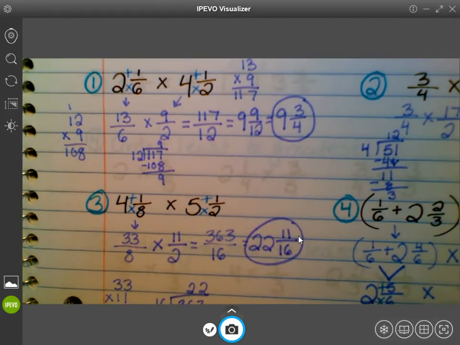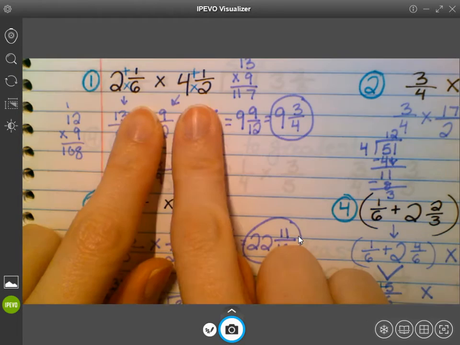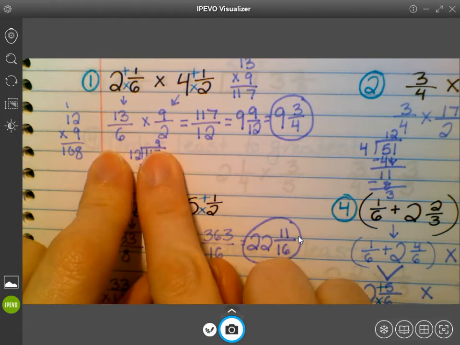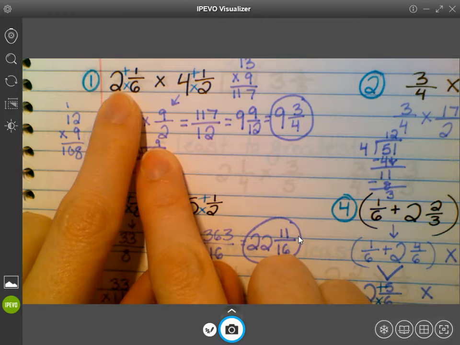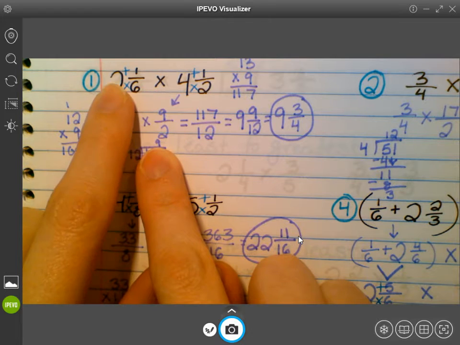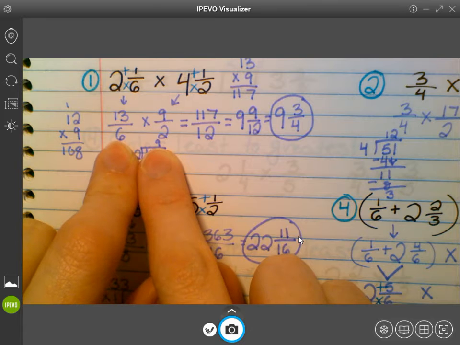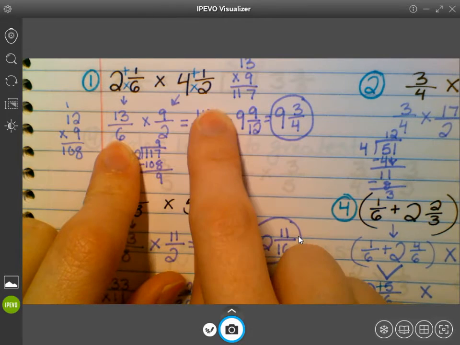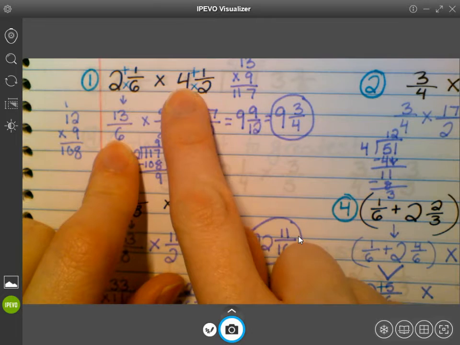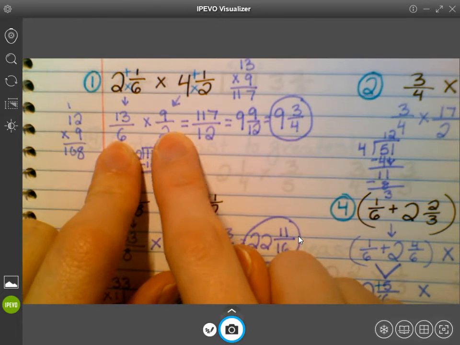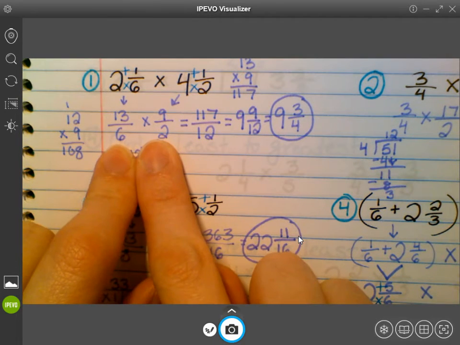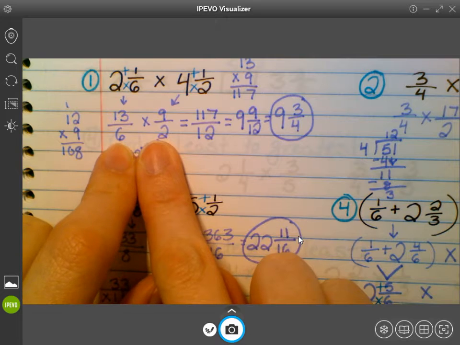So that meant I converted both of the mixed numbers into improper fractions first. And you can see that here. 2 and 1/6, I would take 6 times 2 plus 1 to get 13, and I'd keep 6 as my denominator. Then for 4.5, 2 times 4 plus 1 gets me 9 for my numerator, and keep 2 as my denominator. So then I have 13/6 times 9 halves, or 9 over 2.